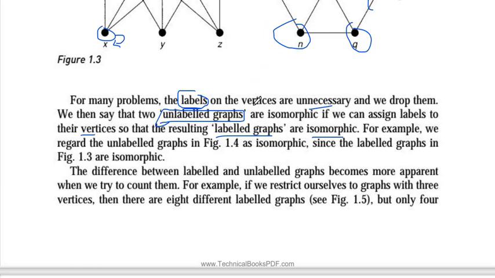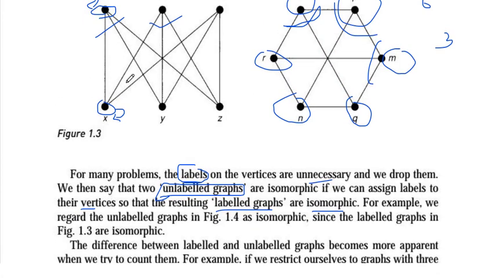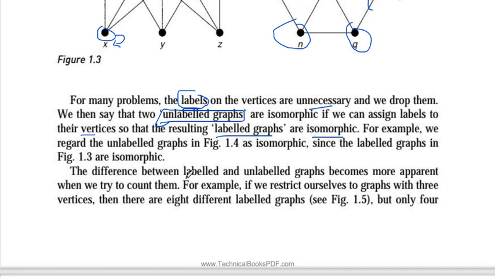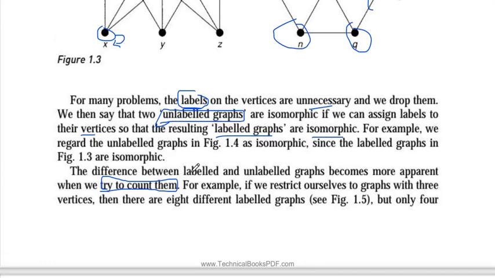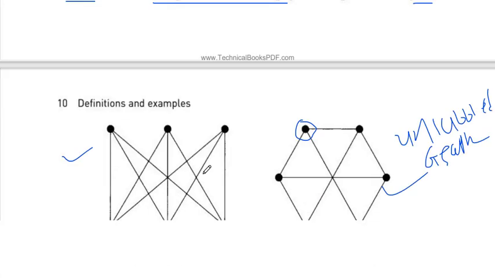Now what is the difference between labeled graphs and unlabeled graphs? This is a labeled graph and this is an unlabeled graph. The difference between labeled and unlabeled graphs becomes more apparent when we try to count them. Let's start with an example to get a better idea. If we restrict ourselves to graphs with 3 vertices, then there are 8 different possible labeled graphs, but only 4 unlabeled graphs.